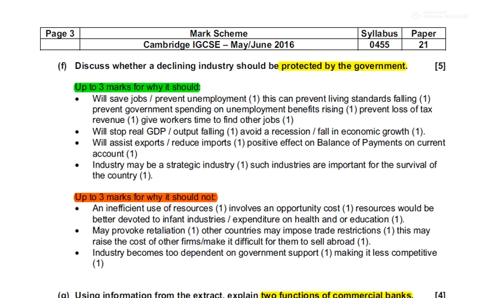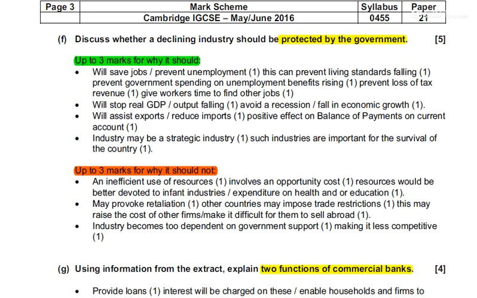Five marks. You should have about 3 points: 2 or 3 points for why it should, and 2 or 3 points for why it shouldn't. Prevent unemployment, easy one. Will stop GDP falling. Industry may be strategic. Definitely those first two should jump to mind. Assist in exporting, which will be a positive on the balance of payments, positive on economic growth, positive on GDP.